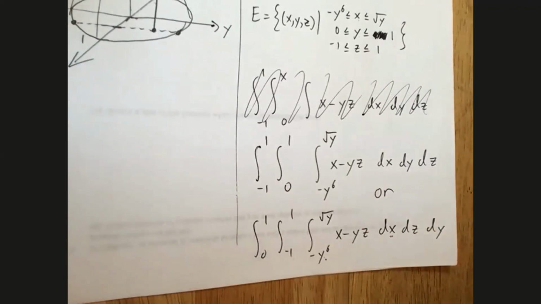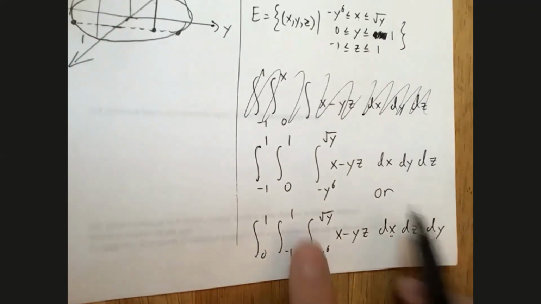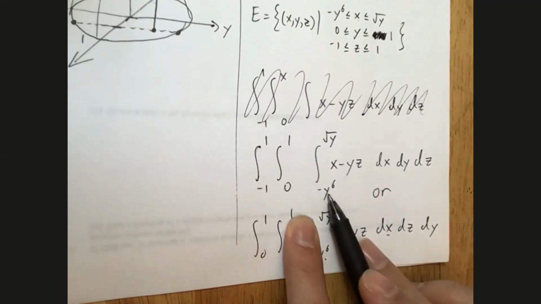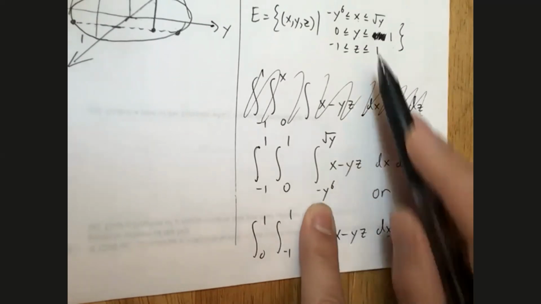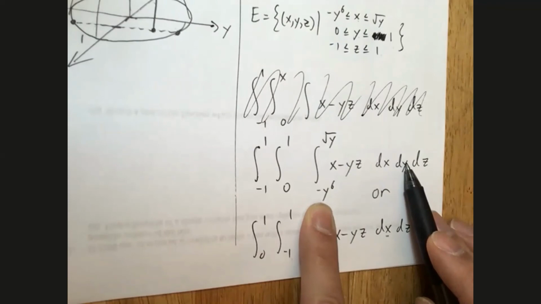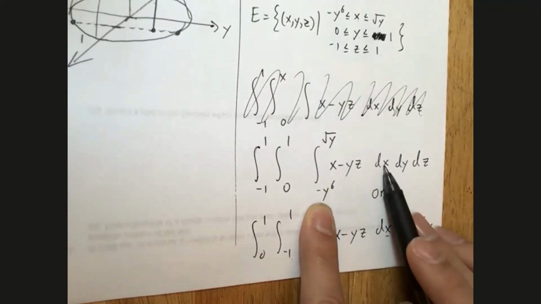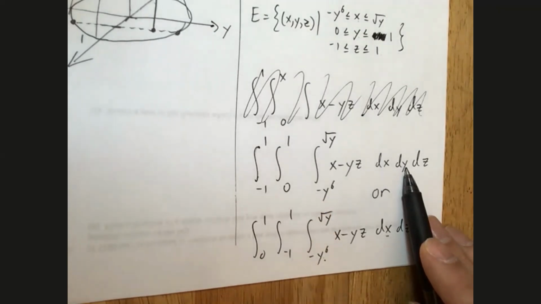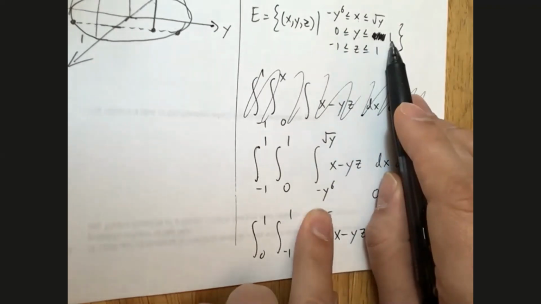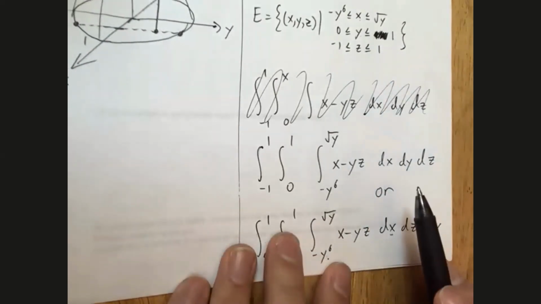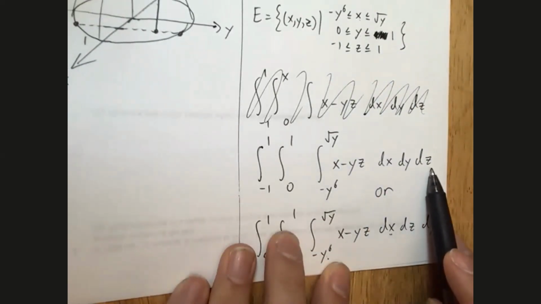If the bounds involve variables, you need to resolve that integral before you get to that variable. So I need to resolve the x integral, which is determined in terms of y, before I get to the y integral, right? So that means that x has to be done before y. And if the y bounds had a z in them, if this was a z here instead of a 1, I would be forced to do the y before I did the z.